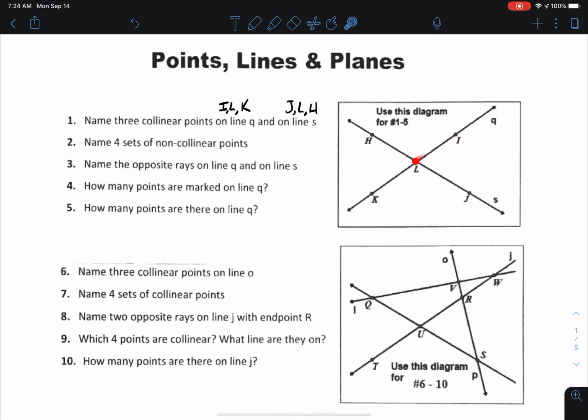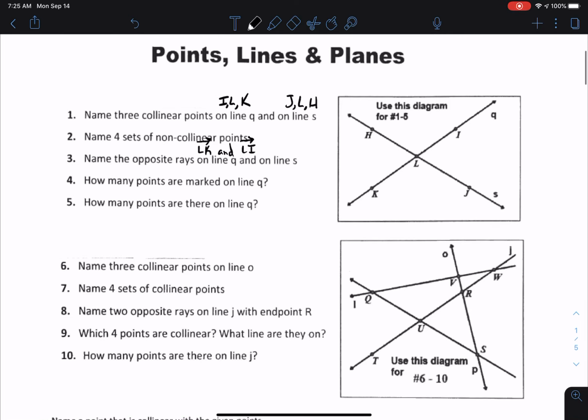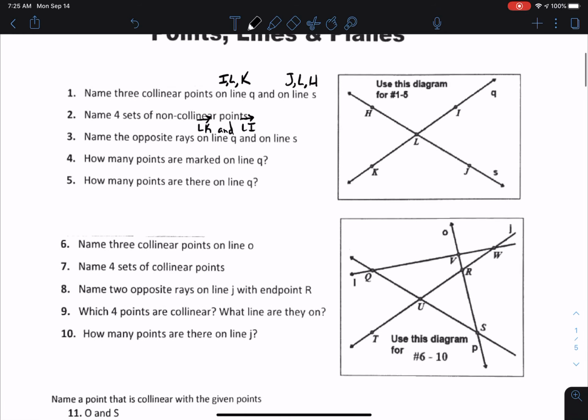Number 3 says, name the opposite rays on line Q and line S. So on line Q, the opposite rays would be LK and LI. If you write that down, it would be LK and LI. Remember, when you put the symbol for a ray, the arrows have to point to the right. A lot of y'all probably struggle with that. They have to point to the right only when you're talking about rays. All right, so I'll let y'all do the rest in that first little section here.